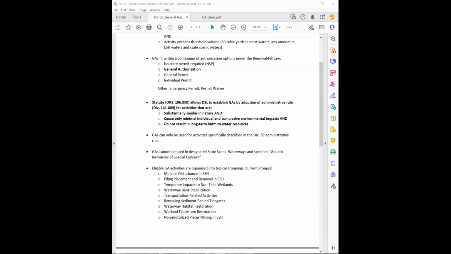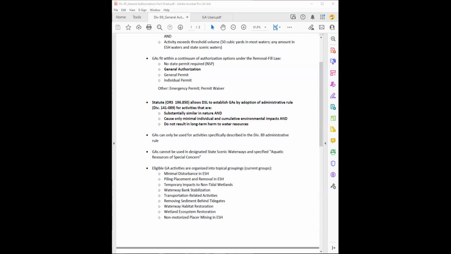The other time that GAs cannot be used is if the wetland or waterway meets the definition of an aquatic resource of special concern. Those are defined in Division 89 rules, so you can see them there. On our website, we have a much more detailed description of what they are. There are about, I can't remember if it's 12 or 14, very specific types of waters that are aquatic resources of special concern. We don't run into them very much, but they are either very rare or very sensitive resources that warrant closer scrutiny and closer review than what the general authorization process can give us, since we only have 30 days to make our decision.